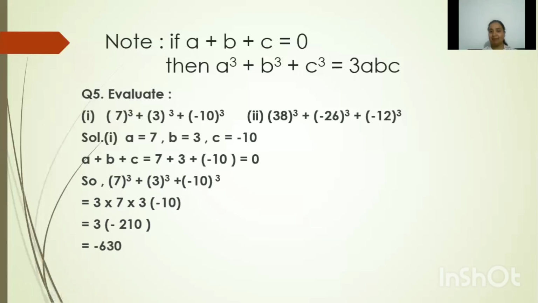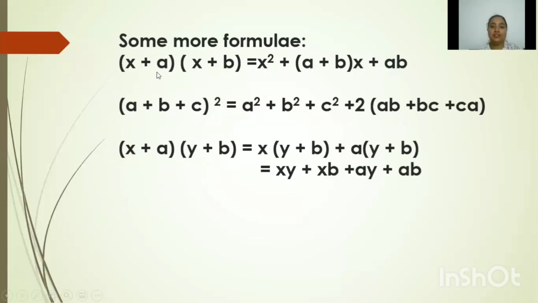Isn't it easy? Second part, can you do? Yeah, please do that. There are some more formulas, right? Because this video I have made to make you aware of almost all the formulas that we use in the expansion. See, x plus a, x plus b: when the first variable is the same and the second is different, we use this. If we are doing the square of 3 terms, then this way. If the first term is also different and the second term is also different, then this way we can use.